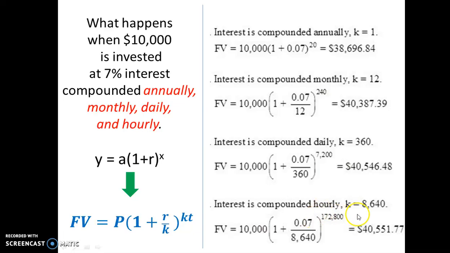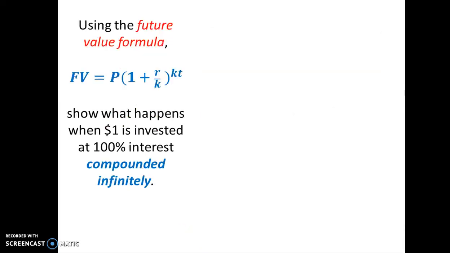And finally, here's compounded hourly. There's this many hours in a year. Therefore, we take 20 years times this, and we get this many total payments in 20 years. That's a lot of payments. And for 1 year, we take the 7% divided by this many hours to get an hourly rate of interest. And it gives us this amount. Again, it went up, but very little this time, just a little bit. So it's going to go up every time, but go up less and less every time. So there's a limit to how much you can go up. All right, so again, what happens, you also looked at this, when you take $1, 100% interest, compounded infinitely.